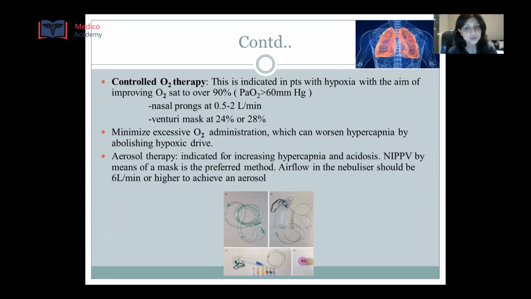Next we have is the aerosol therapy. Aerosol therapy, which is indicated for increasing hypercapnia and acidosis. A non-invasive positive pressure ventilation by means of a mask is a very preferred method for this aerosol therapy. If you're using a nebulizer, the airflow in the nebulizer should be 6 liters per minute or even higher to achieve an aerosol.